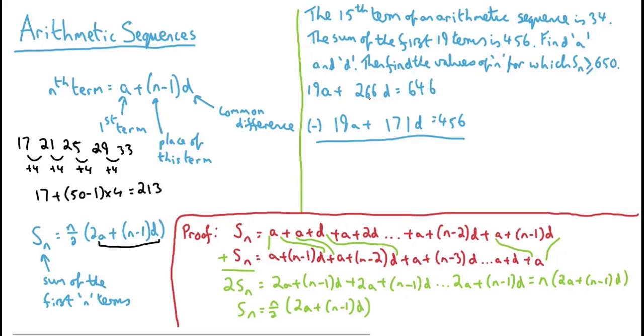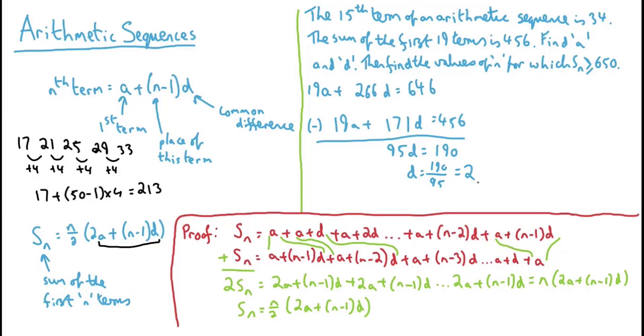266 minus 171 leaves you with 95d. And then here, 646 minus 456 leaves you with 190. So 95d equals 190. D therefore equals 190 divided by the 95, which gives you a common difference of 2.